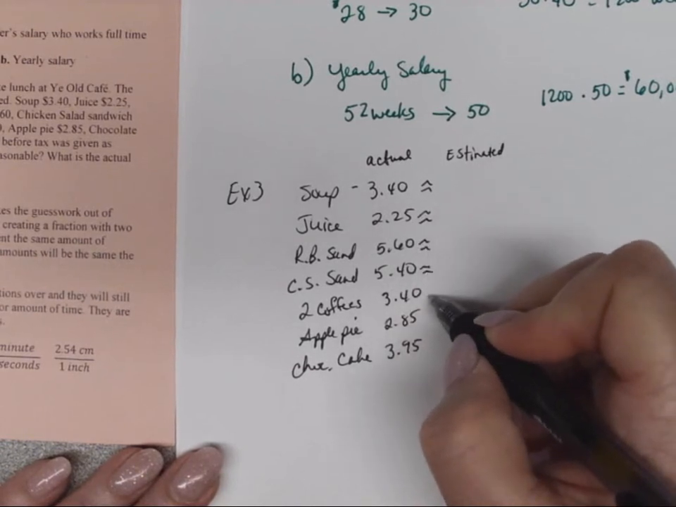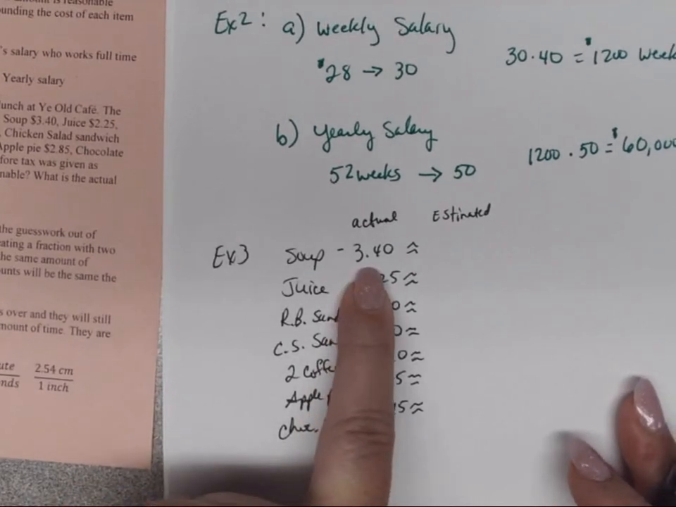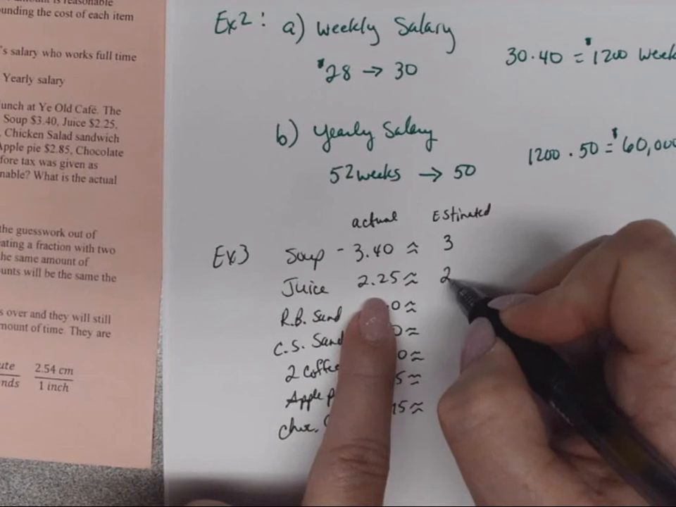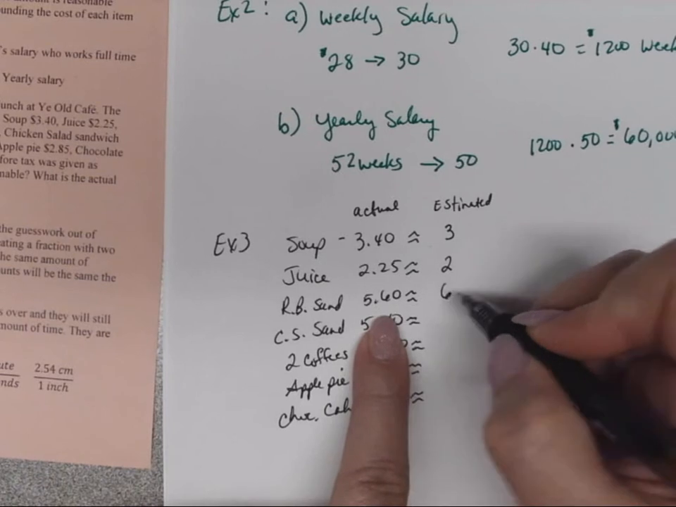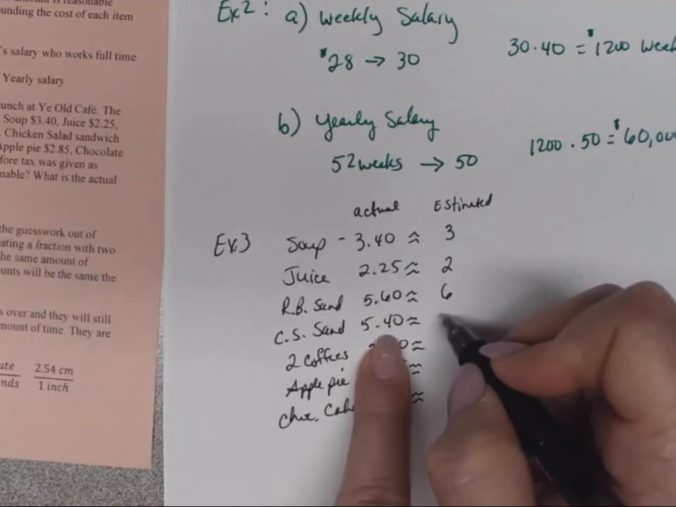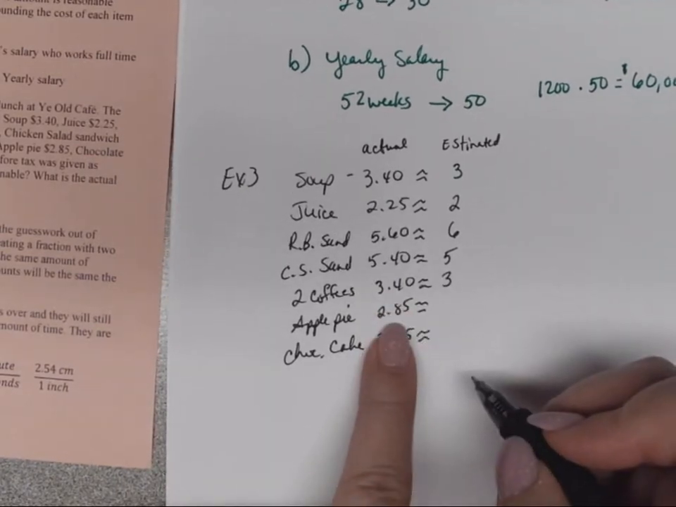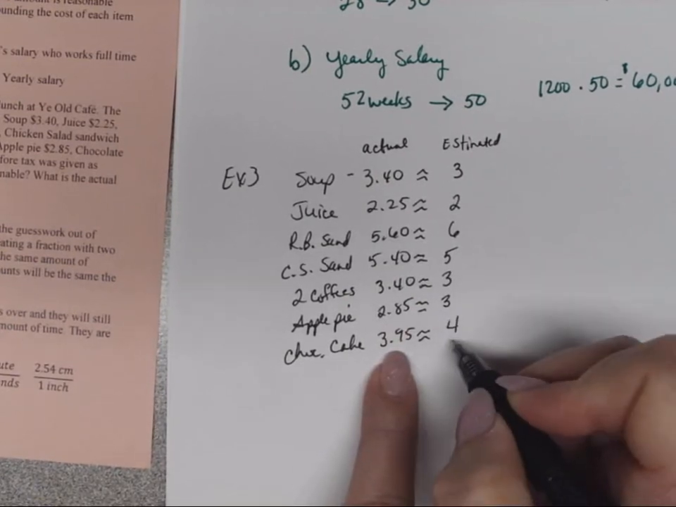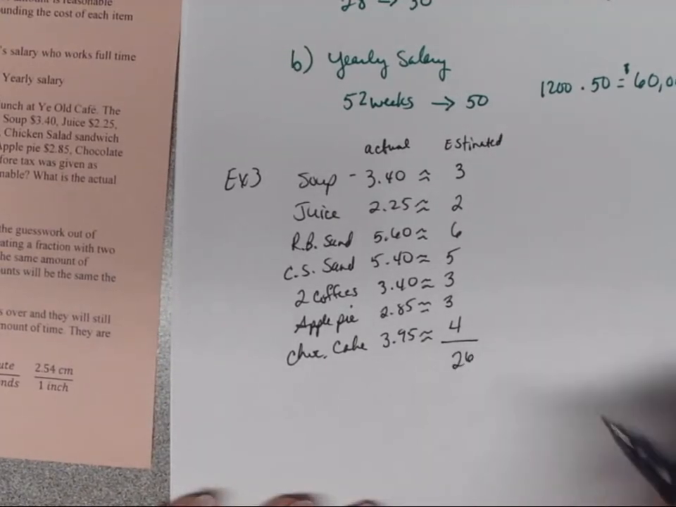So I'm going to make all those little squiggles, and then we'll go back and look at our values. So $3.40, if we're rounding to nearest dollar again, that 40 cents is going to be less than 50 cents, so we'll round down to 3. $2.25 rounds down to 2. $5.60, well, that's more than 50 cents, so it's going to round up to 6. $5.40 will round down to 5. $3.40 will round down to 3. $2.85, well, that's going to round up to 3. And $3.95 will round up to 4. Well, our estimated cost when we add all of our values here will get us $26.